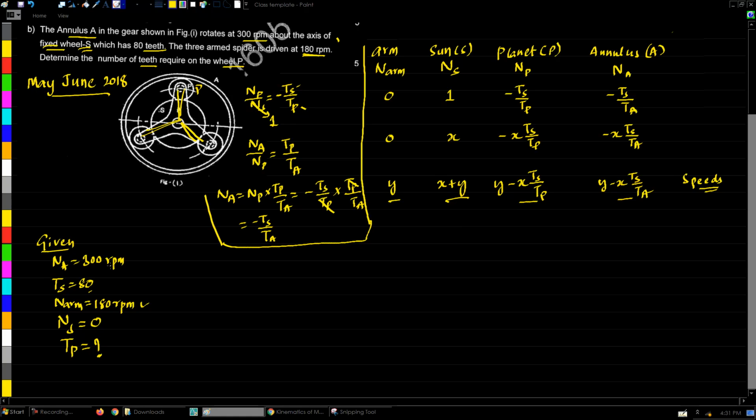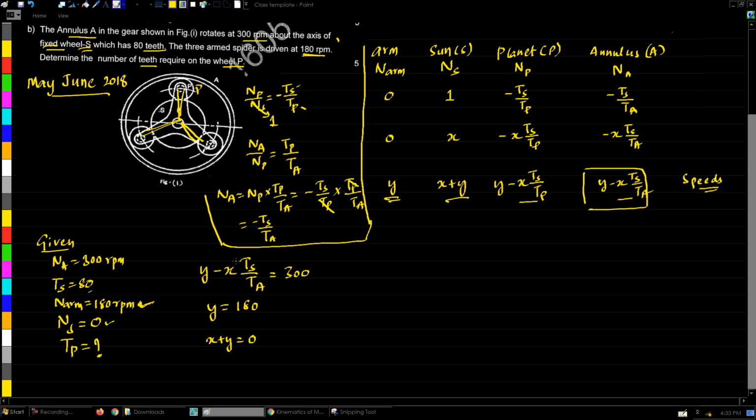So first of all, NA is equal to 300. So NA, the formula, you can see the NA formula goes like this. So y minus x times TS by TA. This is the formula for the speed of annulus A, and that speed has been given to us as 300. The next equation we have to use is the speed of arm. So speed of arm, the formula is very, very simple. It's just y. So y value also we know, that is 180. And the speed of S, the sun, that is x plus y. So x plus y is equal to 0.